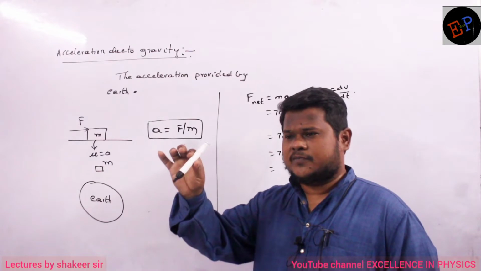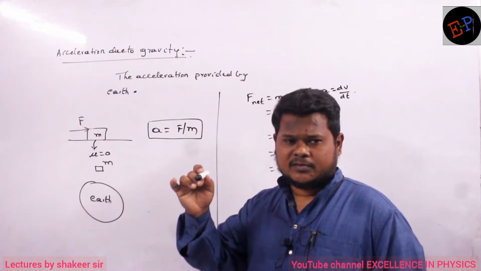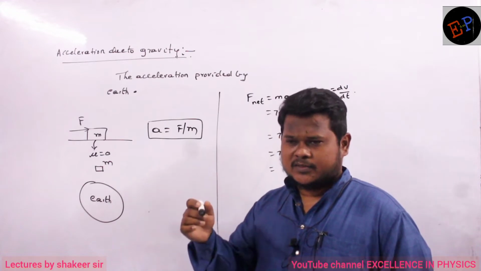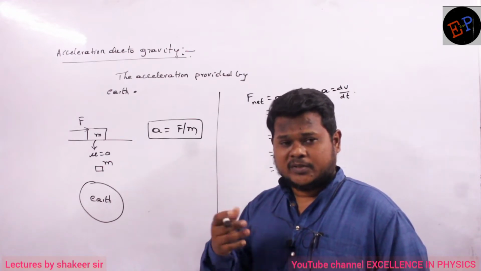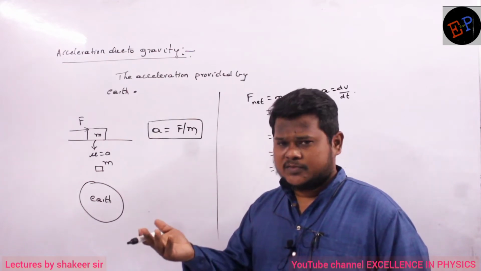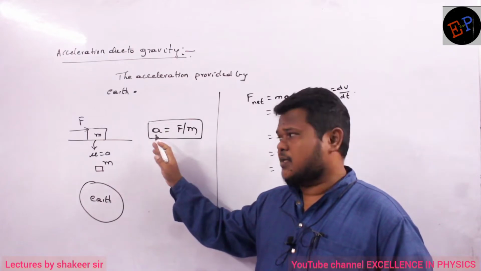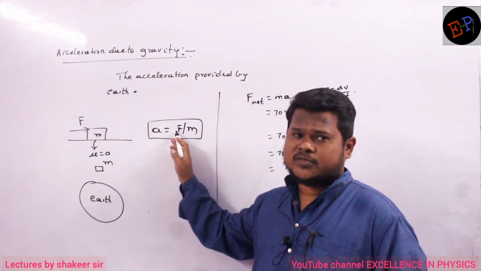For example, this pen. For the pen, Earth will provide how much acceleration? 9.8 meters per second square. For the human body also, Earth provides the same acceleration, 9.8 meters per second square. But in this condition, the acceleration value may change continuously. Acceleration depends on mass also, it depends on force also.